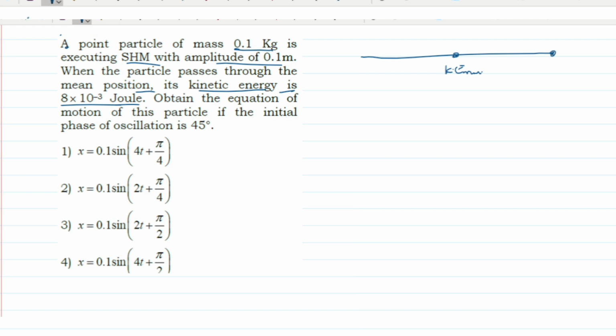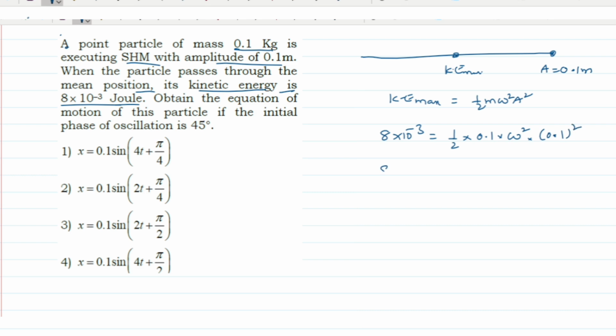Its amplitude is given as 0.1 meter, and the particle mass is given as 0.1 kg. So at the mean position it will have maximum kinetic energy, which will be equal to half m omega square a square. Maximum kinetic energy at the mean position is given as 8 into 10 power minus 3 joules. Half into its mass 0.1 kg, into 0.1, into omega square, we don't know omega, into a square, amplitude is given as 0.1, whole square.